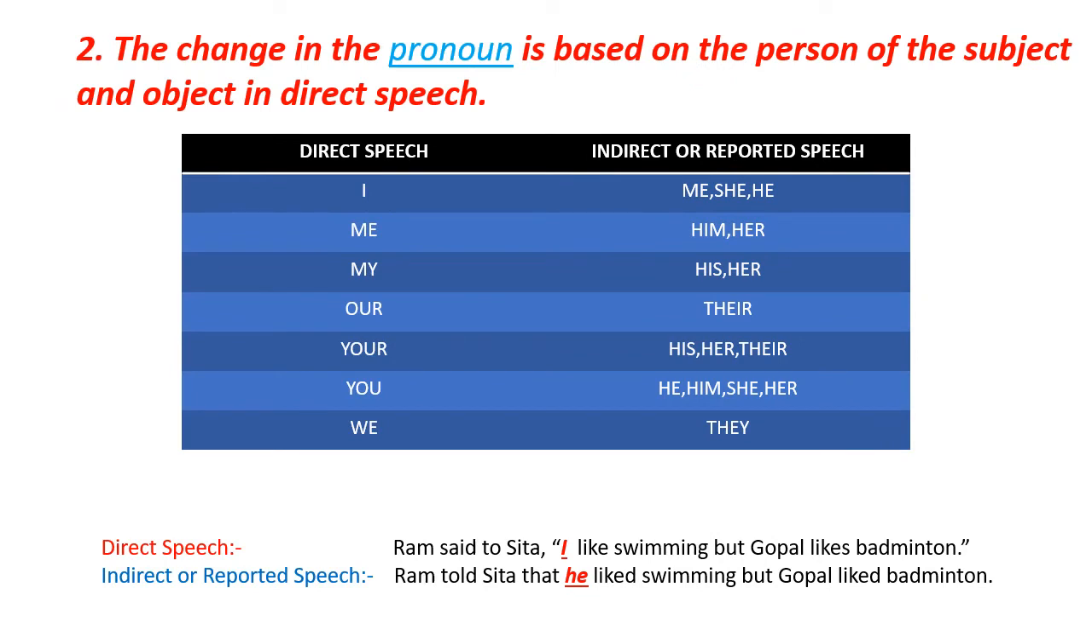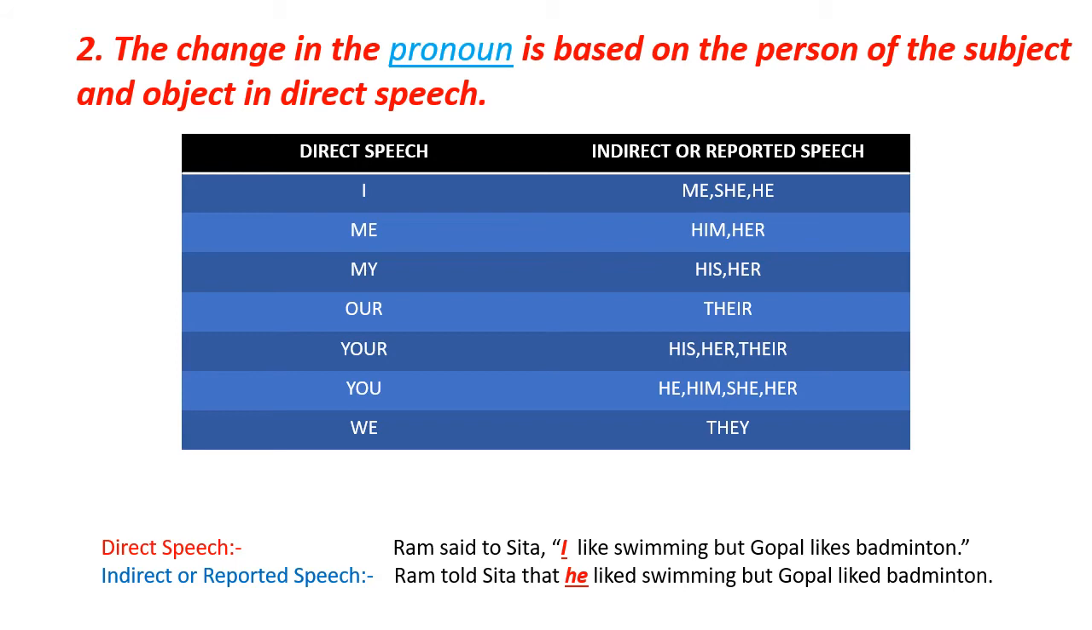Second one. The change in the pronoun is based on the person of the subject and object in direct speech. Here is a chart how the pronouns will be converted in indirect speech. Example is given below the chart. Direct speech. Ram said to Sita, I like swimming, but Gopal likes badminton. In indirect speech or reported speech, Ram told Sita that he liked swimming, but Gopal liked badminton.